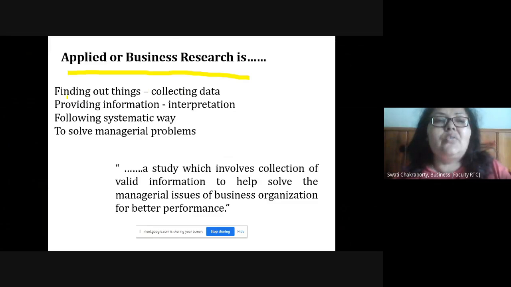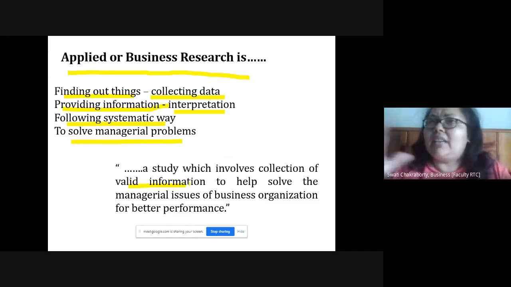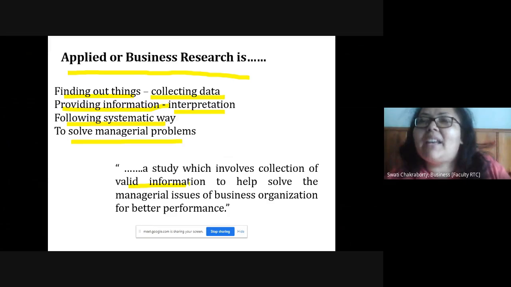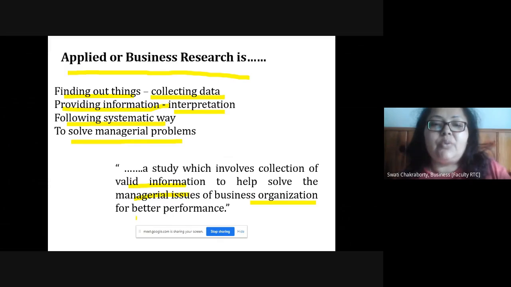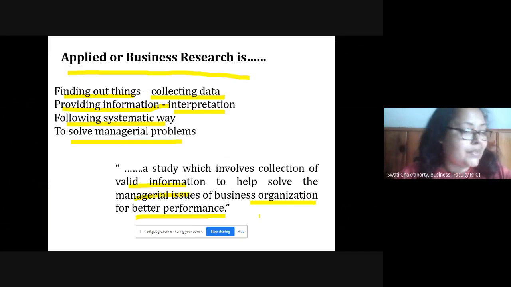So what is it? Finding out things by collecting data, providing information and interpretation, following a systematic way, and solving managerial problems. It's a study which involves collecting valid information, not any information, but information valid to your problem, which would help in solving the managerial issues of the business organization. Only that information which would ultimately result in better performance.